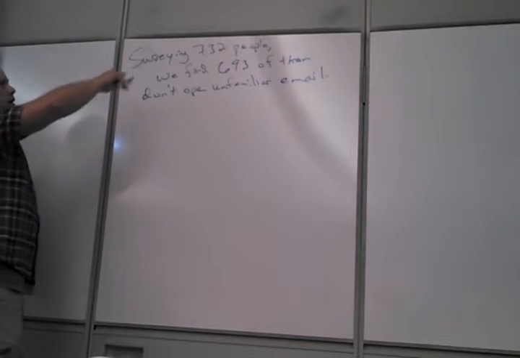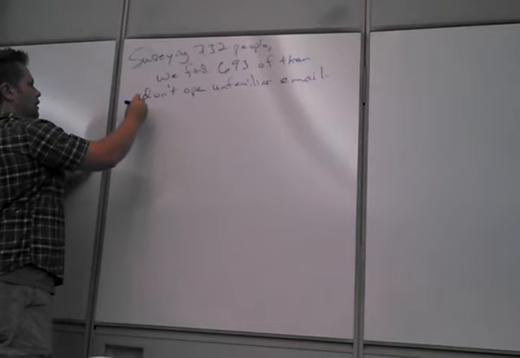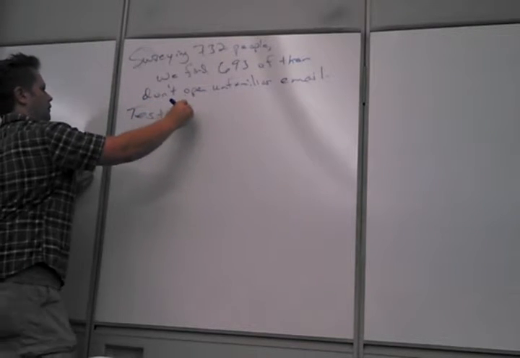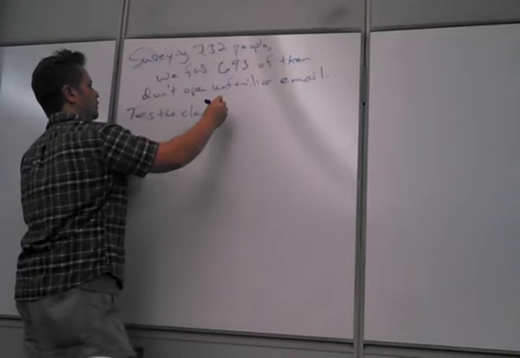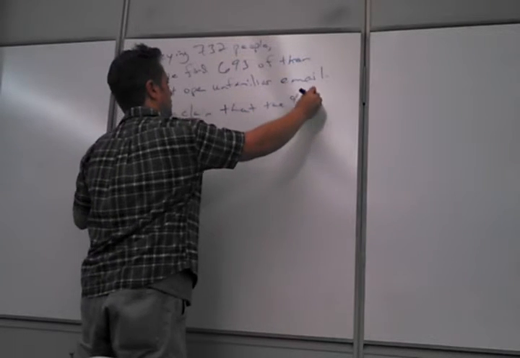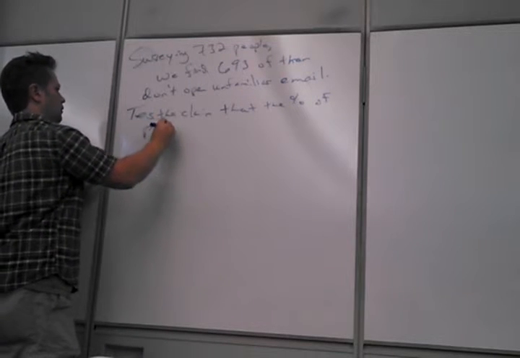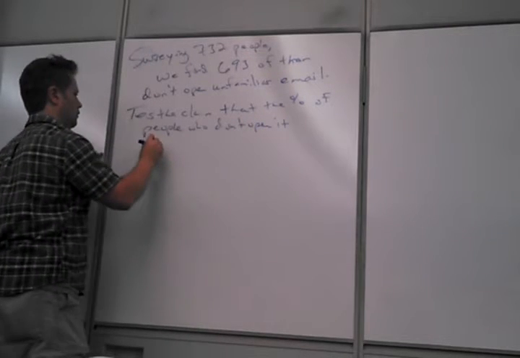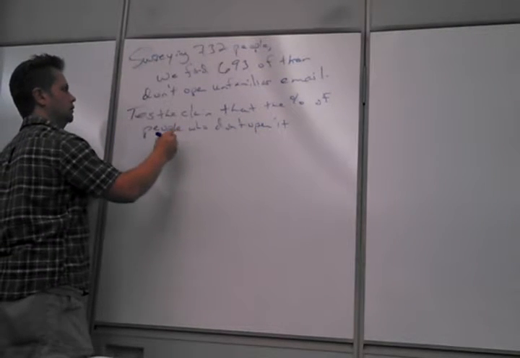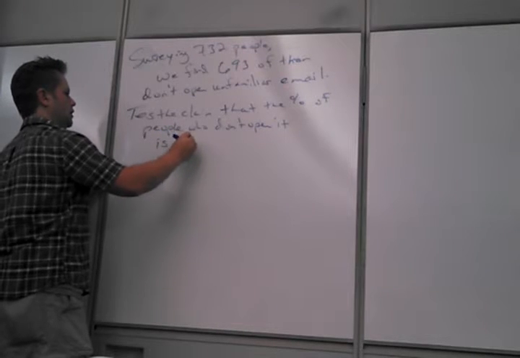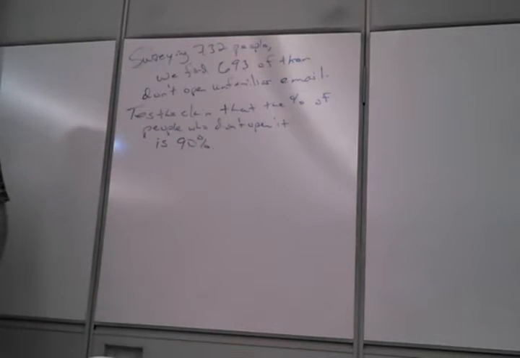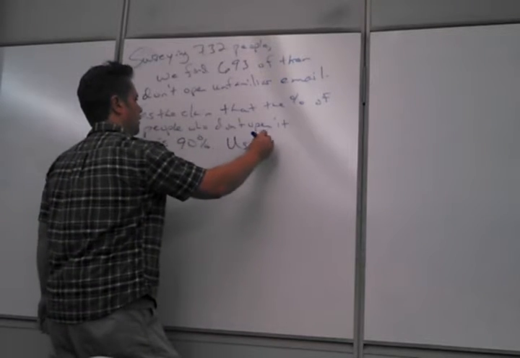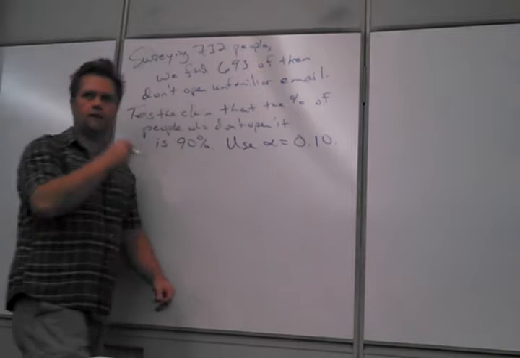But we find something, don't open up another email. Test the claim that the percentage of people who don't open that is, what do you want to say, Jeff? 90%. Sure, like I just had. I like it. Okay. Use alpha equal to 0.10. Why not?